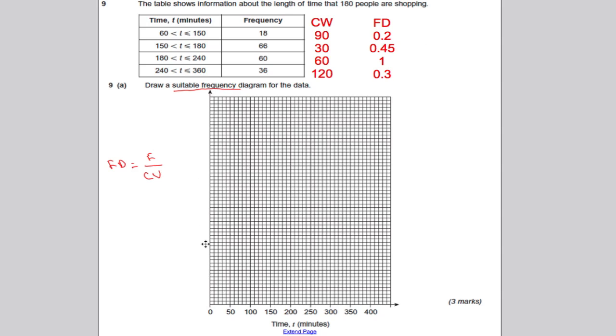Now the next thing I need to do is actually put in a scale here. So I've chosen a scale of 0.2, 0.4, 0.6. So each 10 lines up the grid, kind of difficult to see. I've chosen a 0.2. Now, yours may be slightly different. And now I'm going to start to draw in my histogram.